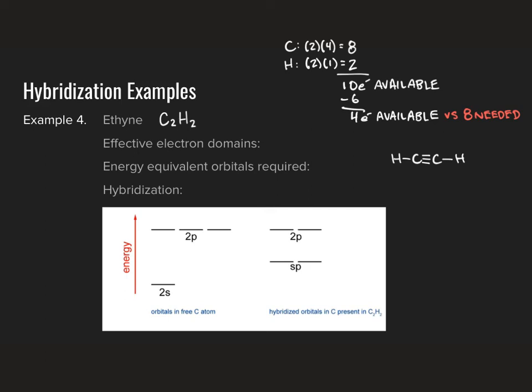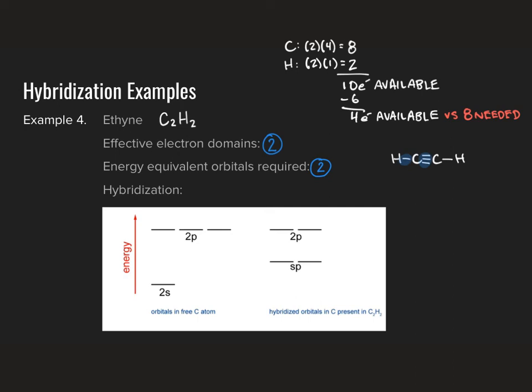Looking at each of those carbons, you'll notice that each has 2 occupied domains, one occupied by a single bond between the carbon and the hydrogen, and one occupied by that triple bond between the 2 carbons. Remember, each domain counts as only one region in space where there are electrons, so we've got 2 domains around each of those carbons. And with those 2 domains, I'm going to see 2 sigma bonds forming for each of those carbon atoms, one to the hydrogen, and then the first bond of the triple bond between the 2 carbons.